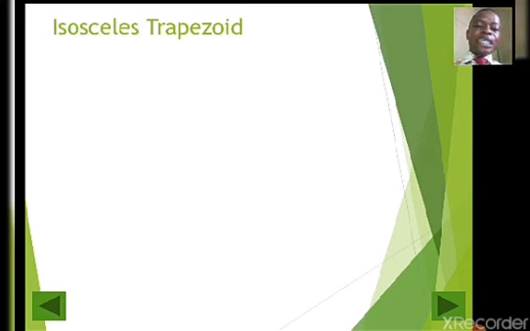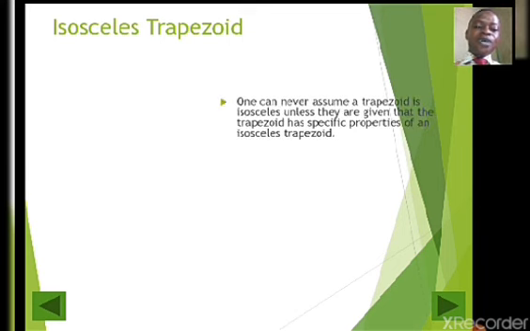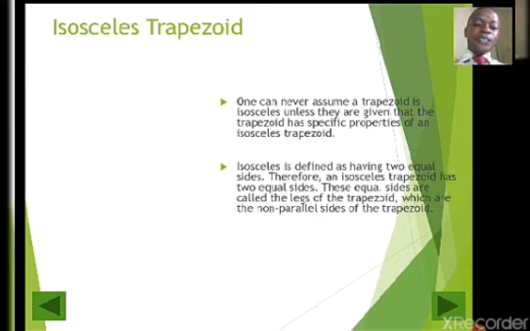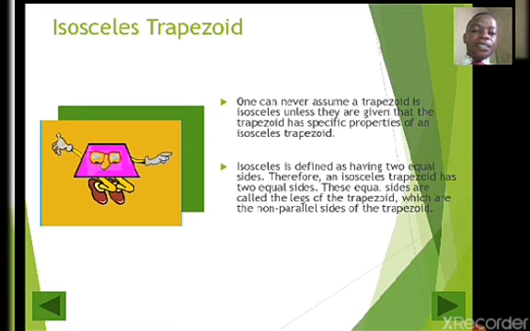Then we have what is called an isosceles trapezoid. One can never assume a trapezoid is isosceles unless they are given that the trapezoid has specific properties of an isosceles trapezoid. Isosceles is defined as having 2 equal sides. Therefore, an isosceles trapezoid has 2 equal sides. These equal sides are called the legs of the trapezoid, which are the non-parallel sides of the trapezoid. So you can see what is regarded as an isosceles trapezoid from that diagram.